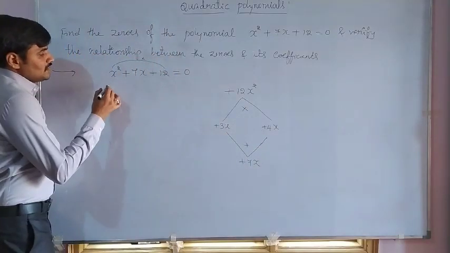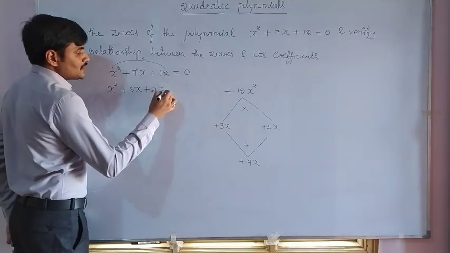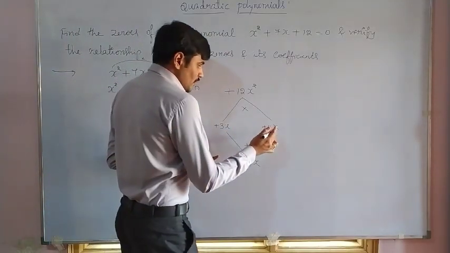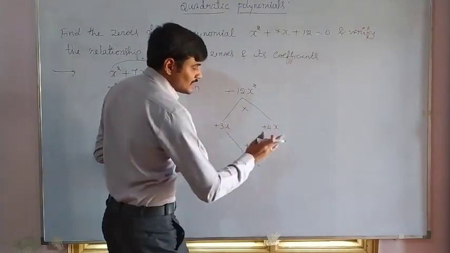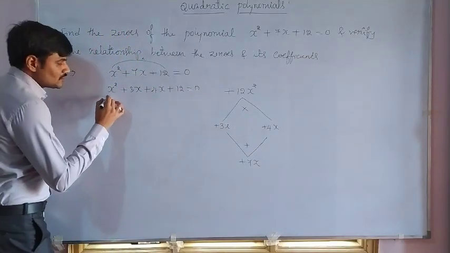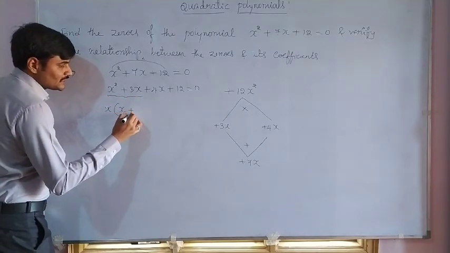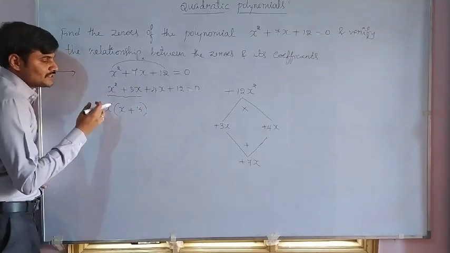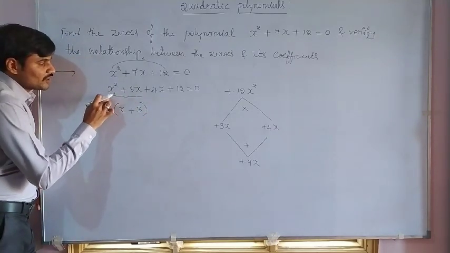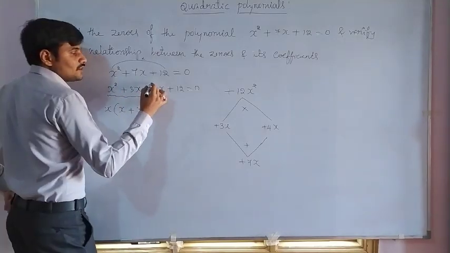So now x square plus 3x plus 4x plus 12 is equal to 0. You can write 4x first and 3x second; you can interchange, nothing will happen, you will get the same answer. Now, observe the first two terms. What is common here? X is common. If you take x common, you get x plus 3. Taking common means dividing by that term: x square divided by x gives x, and 3x divided by x, the x cancels, and you get 3.